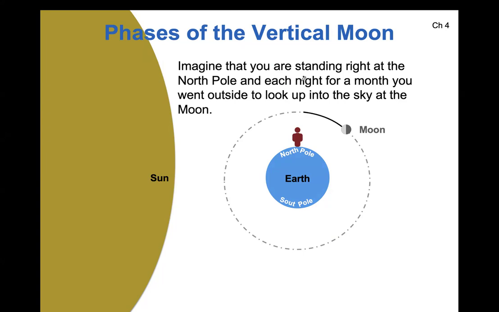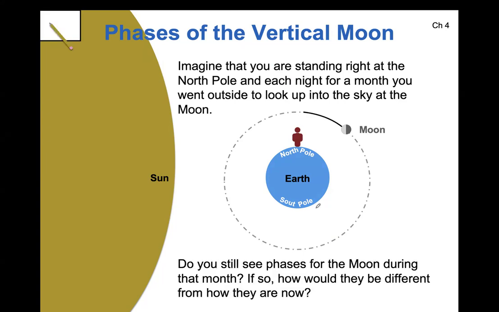Well, imagine that you're standing right at the North Pole, and each night for a month, you went outside to look up in the sky at the moon. Well, what would you see? Do you still see phases for the moon during that month? If so, how would they be different from how they are now? Right? So just an interesting thought experiment. So think about what your perspective would be. Of course, at the North Pole, what would it look like?